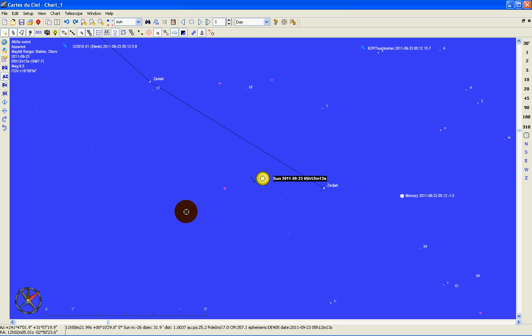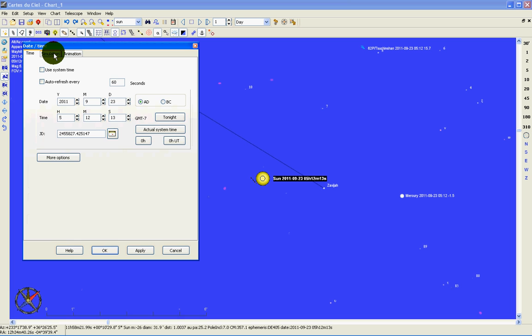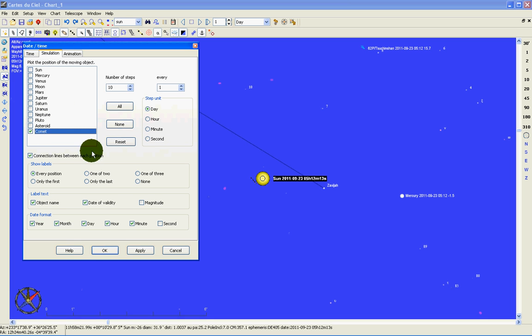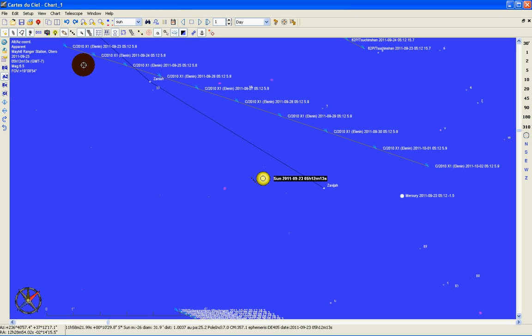So let's just take a look and see if we can get Comet Elenin to even line up with the sun. Right now we're looking at the sun and Comet Elenin as viewed from the Earth. Okay, let me show you Comet Elenin's orbital path. And Comet Elenin's orbital path nowhere comes close to or intersects the sun.